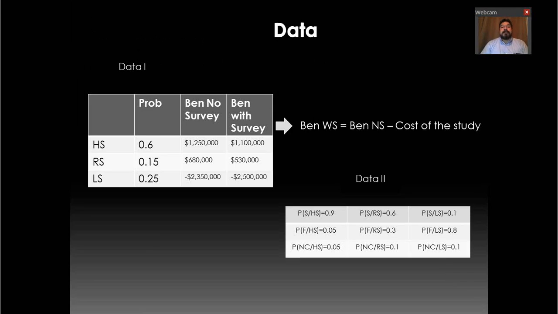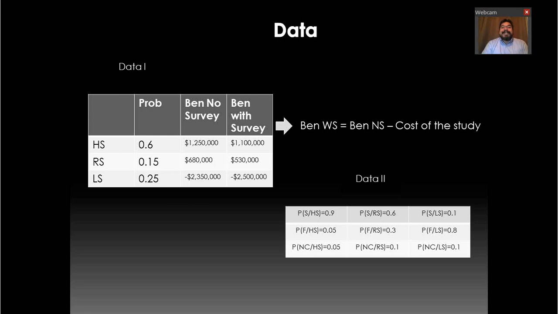Okay, so first of all, we have some data that we need to analyze and extract from the problem. We have the probabilities of high sales, regular sales, and low sales. We have benefits applying or not applying the survey, and we need to remember that the cost of the survey is 150,000 pesos. So when we apply the survey, the benefit with survey is going to be the benefit with no survey minus the cost of the study.